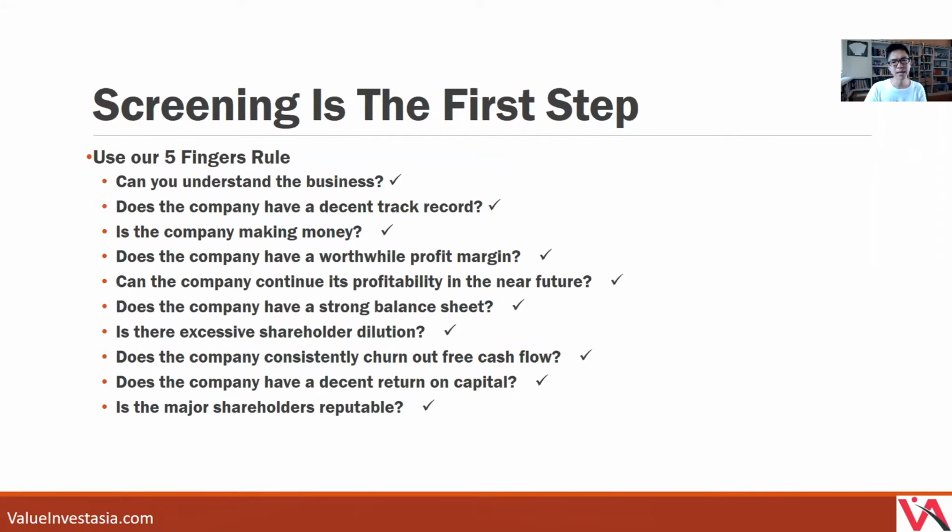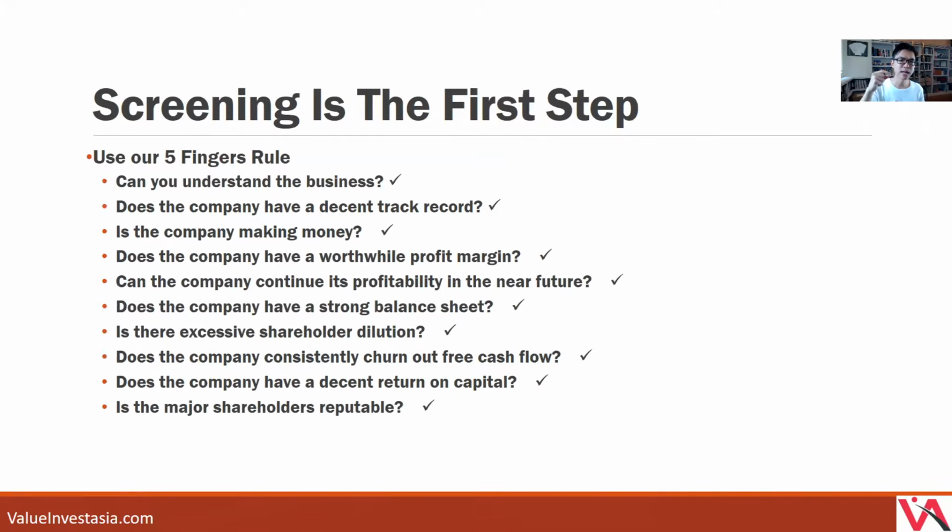Number 2, does the company have a decent track record? We want a company to at least have a few years of track record as a listed company. That being said, it means that we should avoid new IPOs. In a way, we want to see them and the management act out as a listed company. What's their action and what are they able to achieve as a listed company? We want to see that they are able to survive at least for a few years as a listed company.